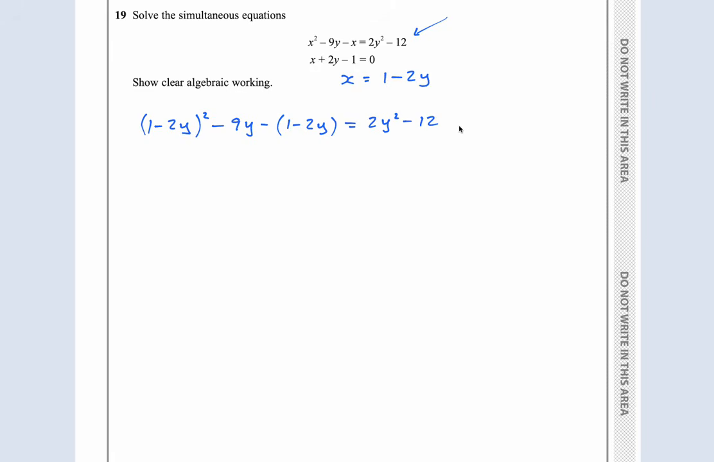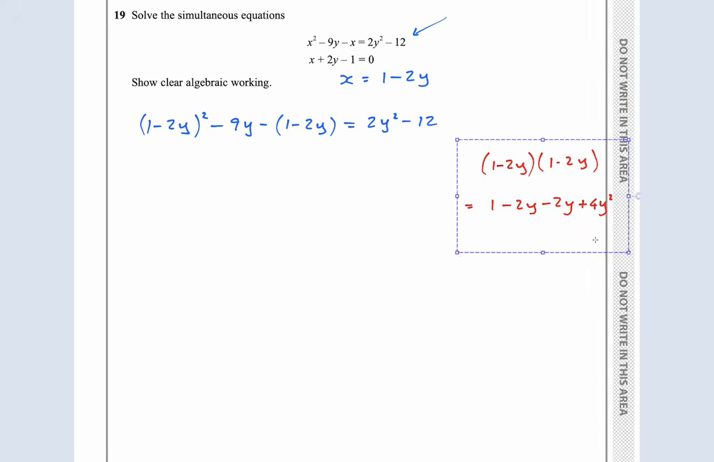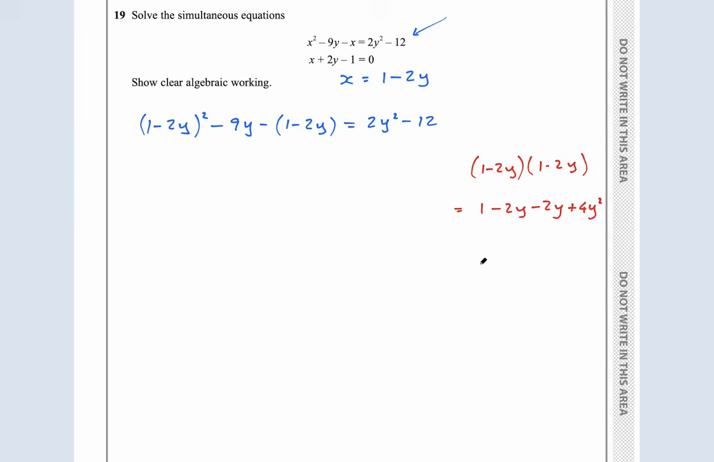Sorry, I have an equation with just one variable. Still not easy because I have to multiply all this out. At the side, you might want to do 1 minus 2y times 1 minus 2y. This is equal to 1 times 1, 1 times minus 2y, minus 2y times 1, minus 2y times minus 2y, which is plus 4y squared. Simplify it to 1 minus 4y plus 4y squared.